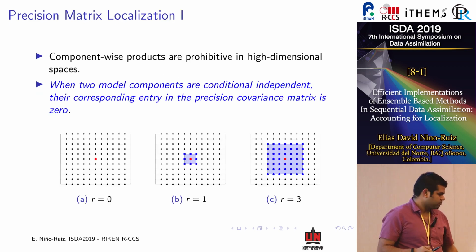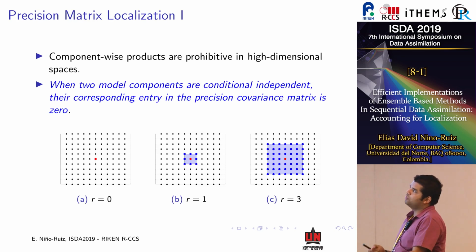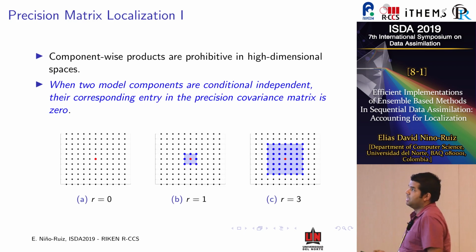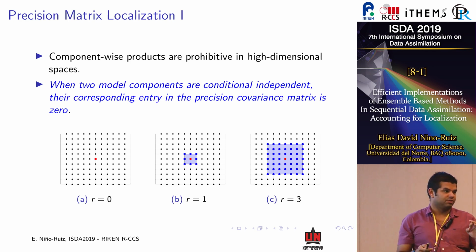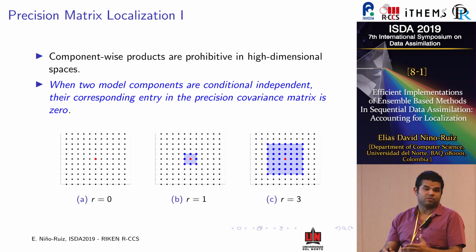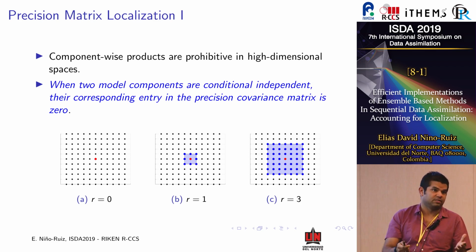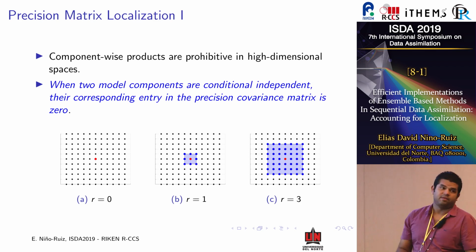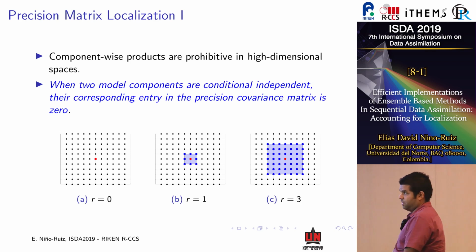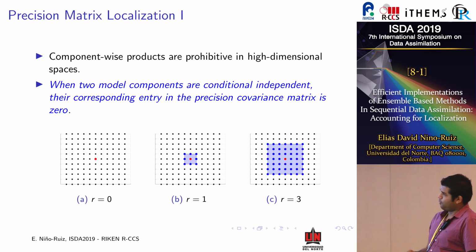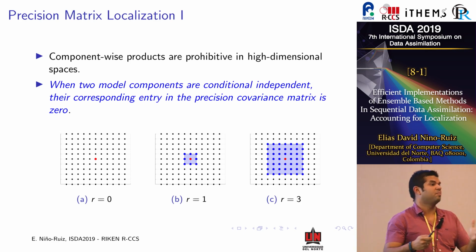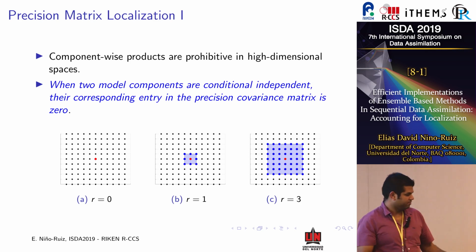And I'm going to talk about this because I want to exploit what is in blue here. When the errors of two model components are conditionally independent given a radius of influence and the other components, their corresponding entry in the precision covariance matrix is equal to 0. And that's very important because, for instance, if I consider a radius of influence equal to 0, the precision matrix, the inverse background error covariance matrix, of my estimator will be diagonal. If the radius of influence is 1, then at most, per row, I will have 9 components different from 0. If the radius of influence is 3, then at most it will be 49 components different from 0. And that's very important because the size of the background covariance matrix is huge, since it depends on the model resolution, the number of model components.